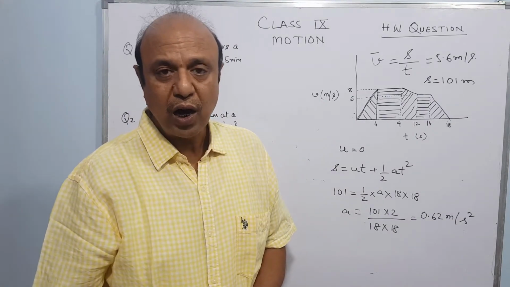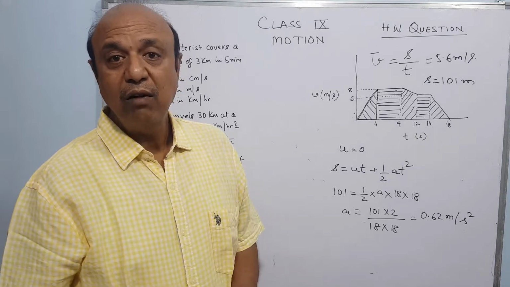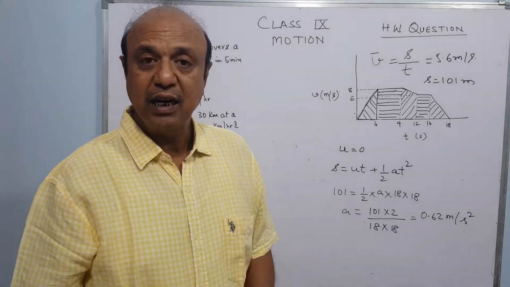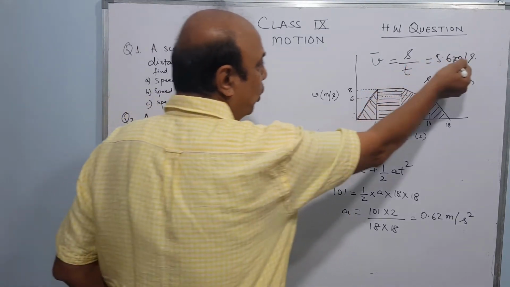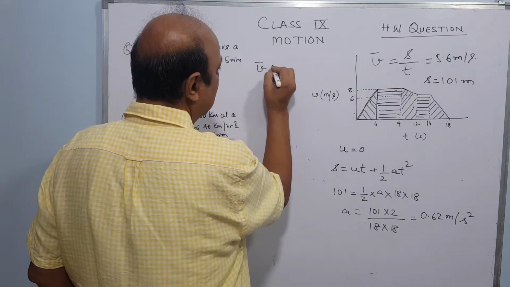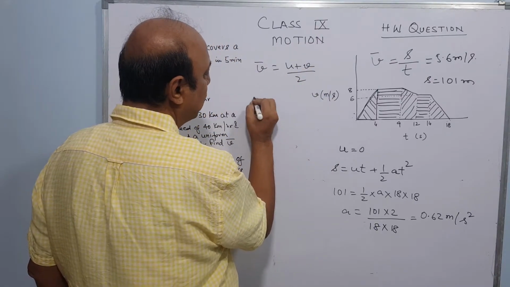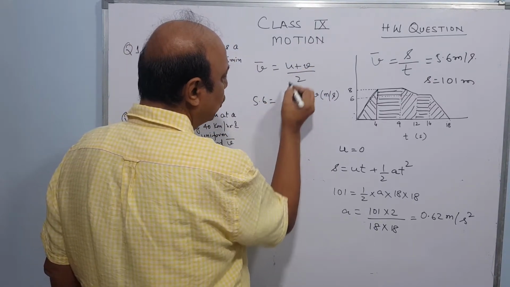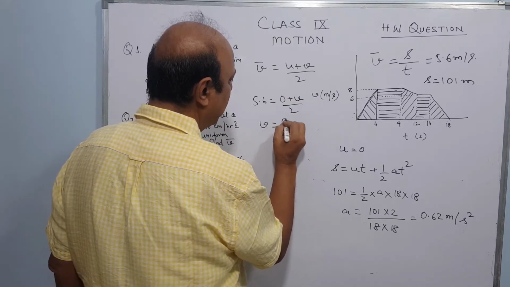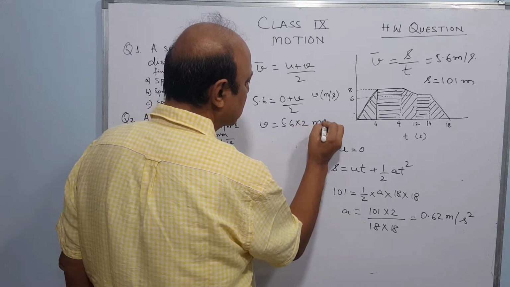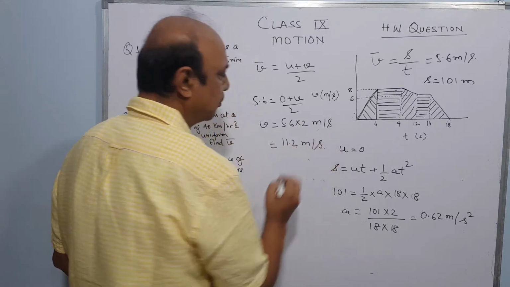I could have also asked you what is the final velocity after 18 seconds if it was moving at uniform acceleration. So we know the value of v bar is equal to u plus v upon 2. V bar is 5.6, which is equal to u, which is 0, plus v upon 2, or v is equal to 5.6 into 2 meters per second. That gives 11.2 meters per second.